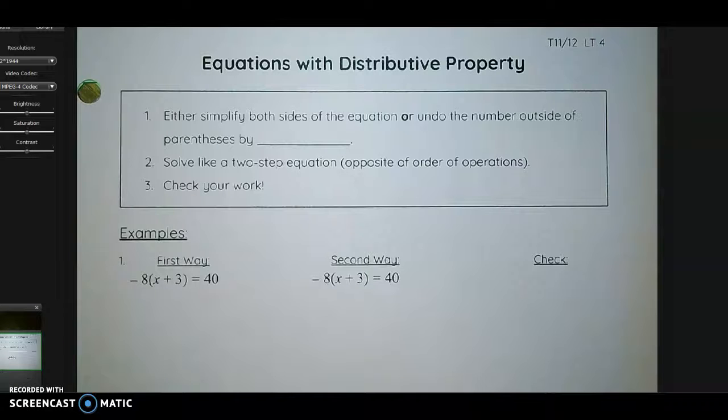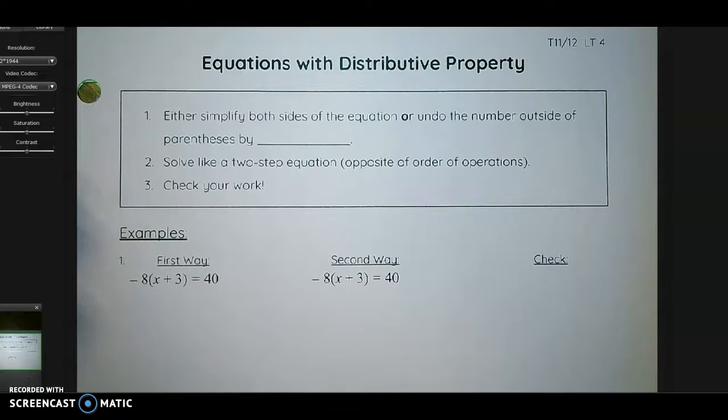Hello, today we're going to be doing equations with the distributive property involved. So yesterday you learned how to solve two-step equations, and we did that for 2 days. And we know that we have to do the opposite of PEMDAS, and so normally we're taking care of addition and subtraction first, but we're actually going to take care of multiplication first because we have those pesky parentheses involved.